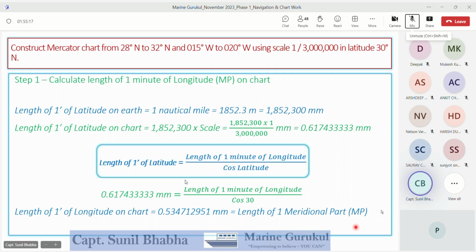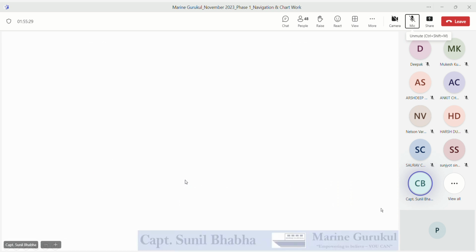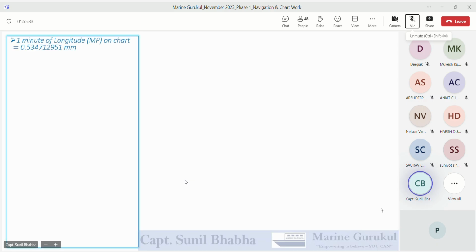Okay, beta, great. So let us proceed ahead and see how we construct the chart now. So proceeding ahead on construction of our chart. We have just calculated that 1 minute of longitude or 1 meridional part on our chart measures 0.534712951 millimeters. Any doubts, beta, up to here?